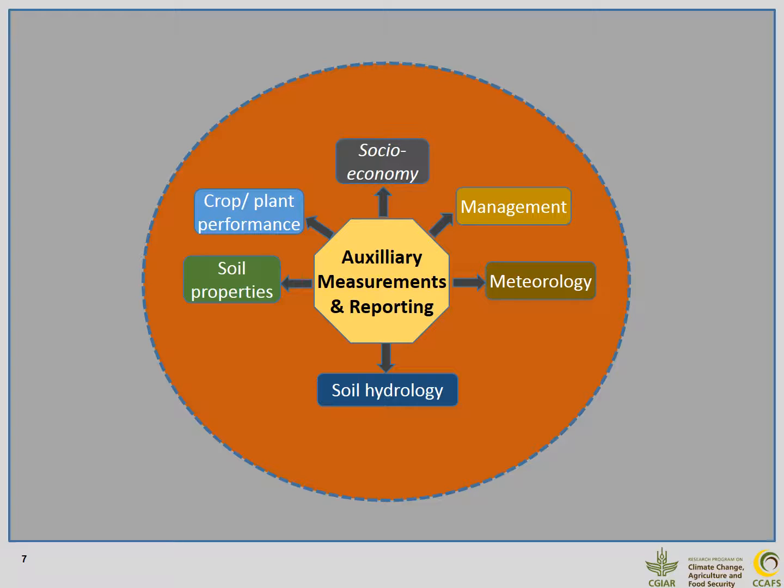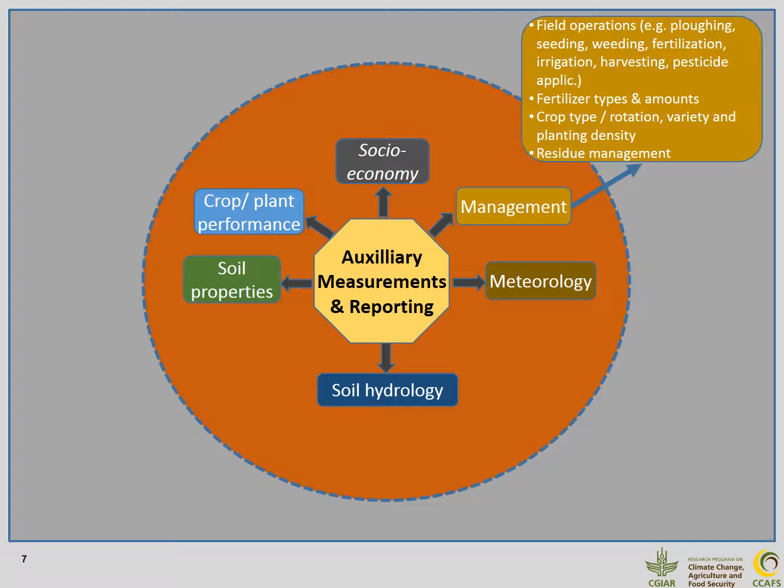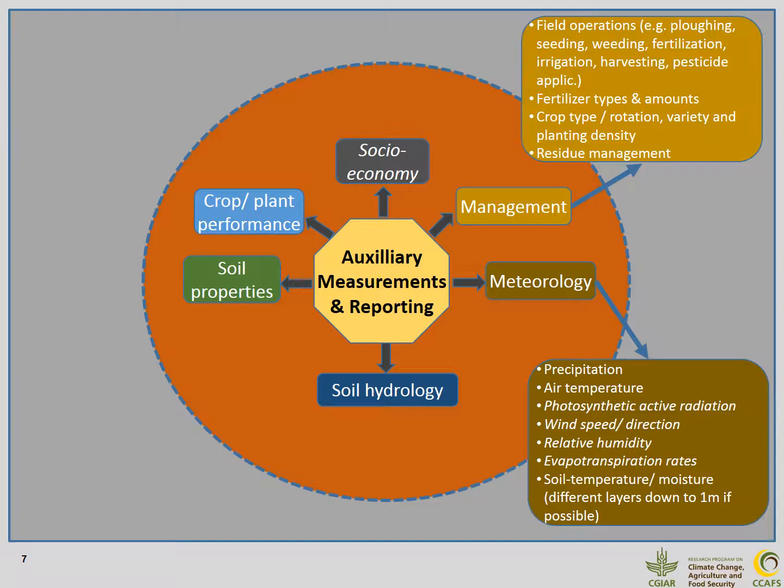Very important is often, for example, management, as those management activities directly affect greenhouse gas fluxes from the soil. Management activities are field operations like plowing and seeding and weeding, application of fertilizers, or irrigation activities. As well, we should know about meteorology, which means we should know the temporal changes in the amounts of precipitation, air temperature, and other meteorological parameters.